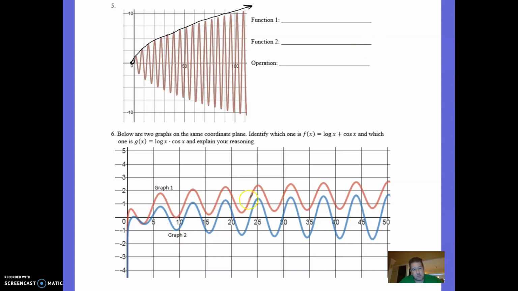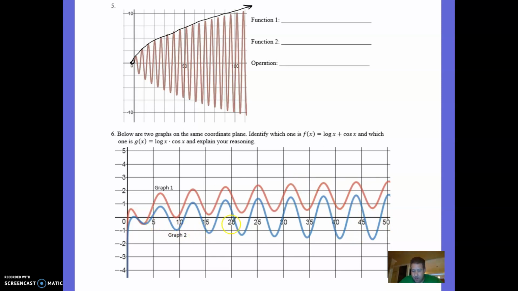Now, when you look really closely at these two graphs here, they're both logarithmic, one's being added and one's being multiplied to a trigonometric function. Now, I know that because look at the general shape. It's very tough to tell which one is which, but you can actually tell. The red one's graph 1, the blue one's graph 2, sorry. The blue one is clearly the multiplication and the red is the addition.